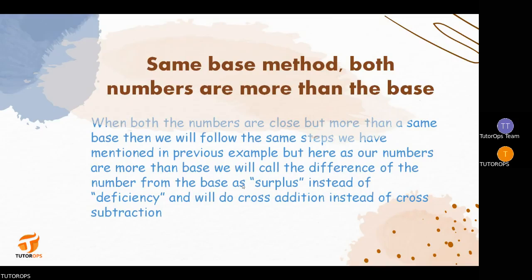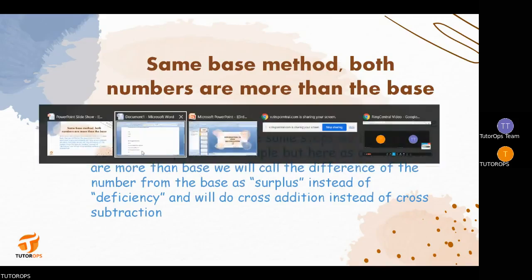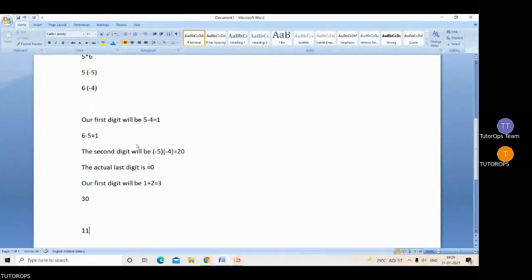Then we will follow the same steps as we have mentioned in the previous example, but here as our numbers are more than the base, remember I am taking the numbers more than the base, so we will call the difference a surplus, because here there will be no deficiency. We will call it a surplus, and we will do cross addition instead of cross subtraction. In the previous step we did cross subtraction, but here we will do cross addition. Now let me take a simple example of it. Say 112 multiplied by 125.